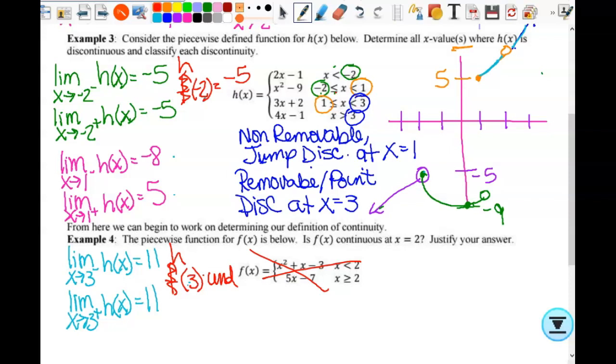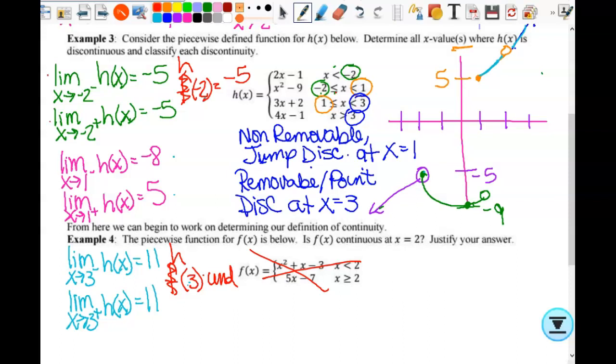But H of negative 2 is negative 5, right? And H of 3 is undefined. You agree with that? So if we know that the limit from the left and the right are the same, what else do we need to know? The value actually exists as well, right? And they're all equal. Not just that it exists, but then they all have to be equal.